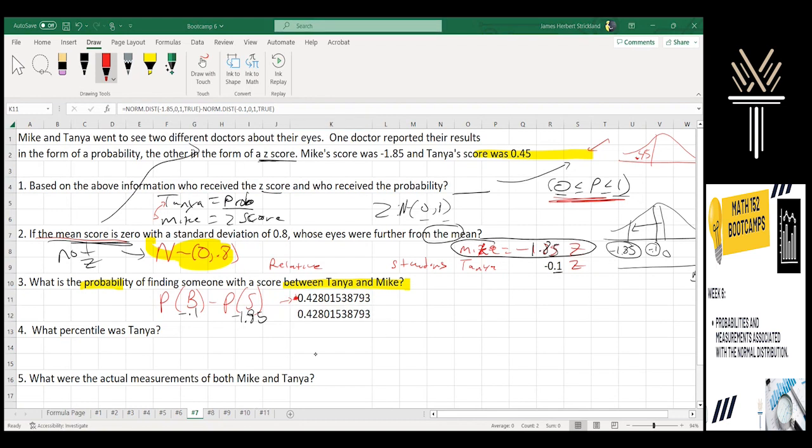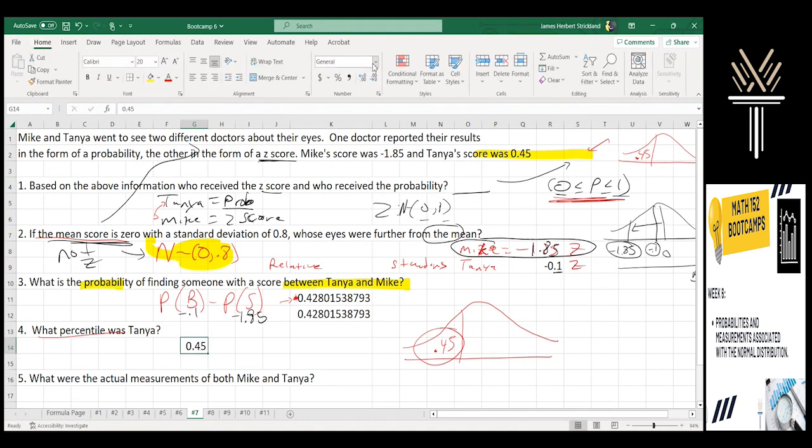Okay. So now if we want to find a percentile, percentiles are probabilities from the left. And we said we defined 0.45 to be on the left. So in other words, we just need to convert that to a percent. And if you weren't sure, type your decimal, hit enter, go back to it, go to home, and change it to percent.